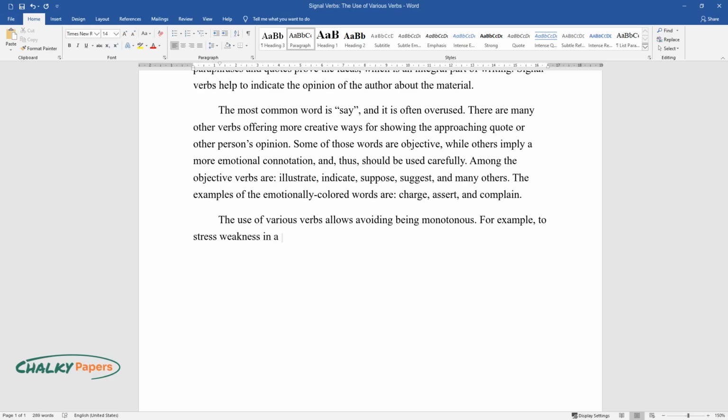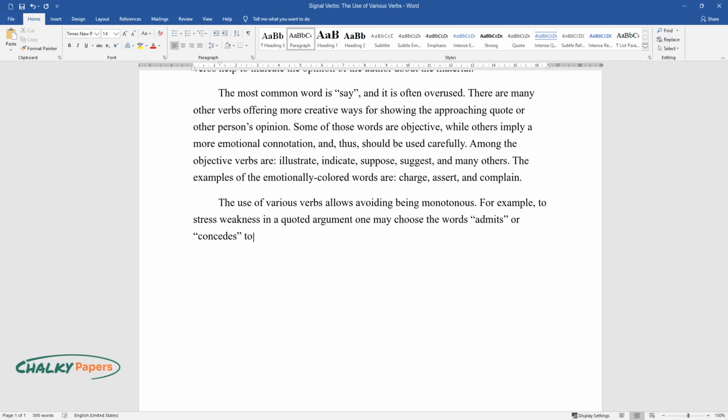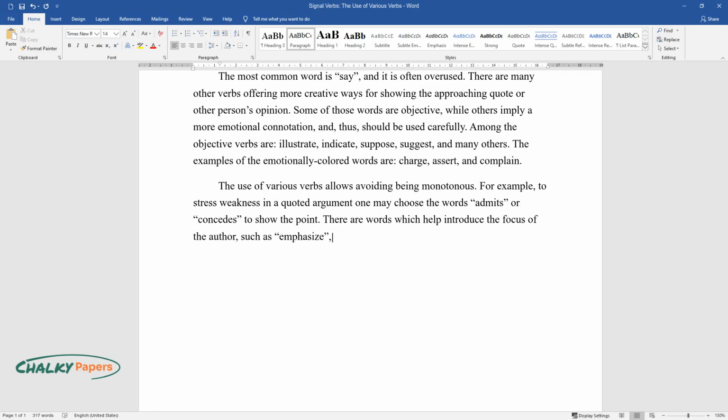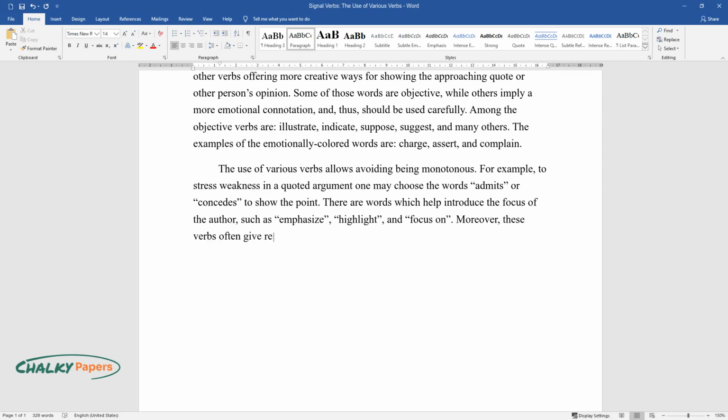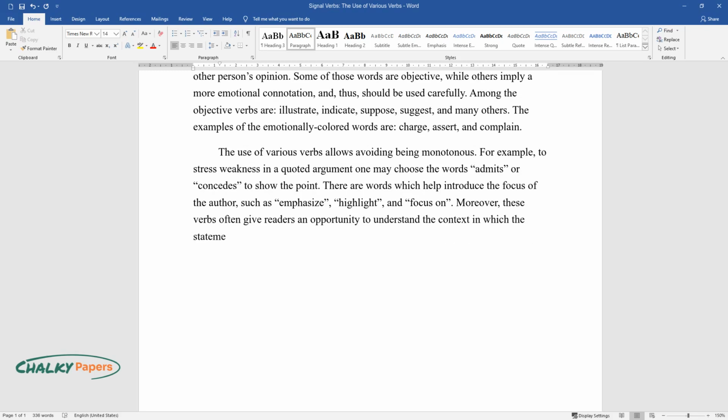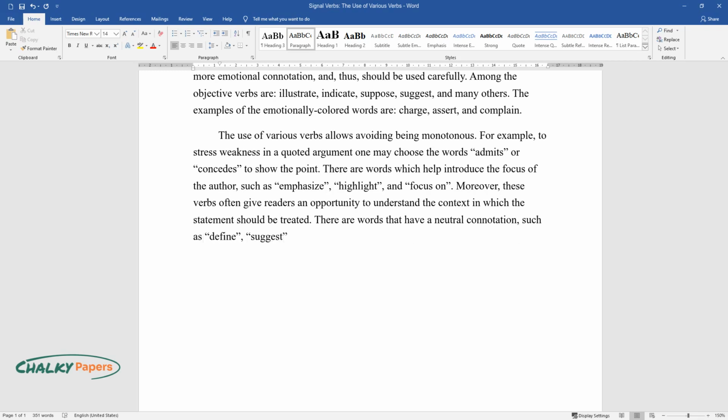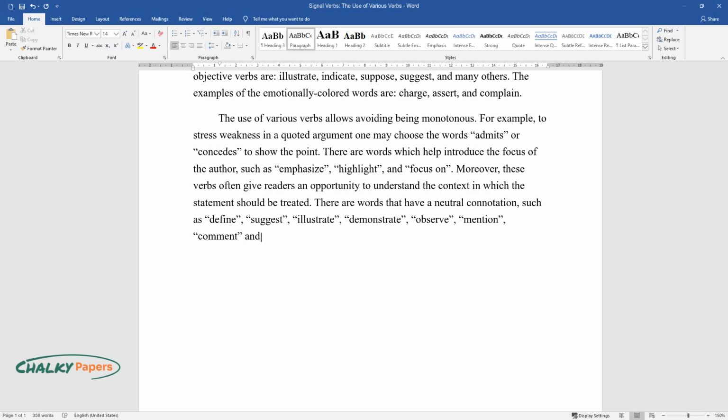For example, to stress weakness in a quoted argument, one may choose the words admits or concedes to show the point. There are words which help introduce the focus of the author, such as emphasize, highlight, and focus on. Moreover, these verbs often give readers an opportunity to understand the context in which the statement should be treated. There are words that have a neutral connotation, such as define, suggest, illustrate, demonstrate, observe, mention, comment, and others.